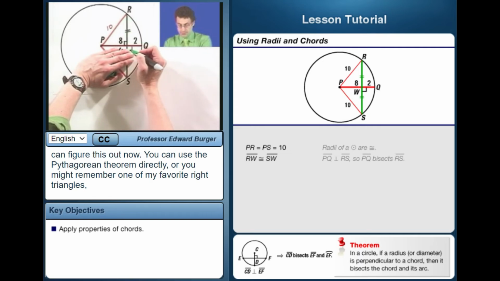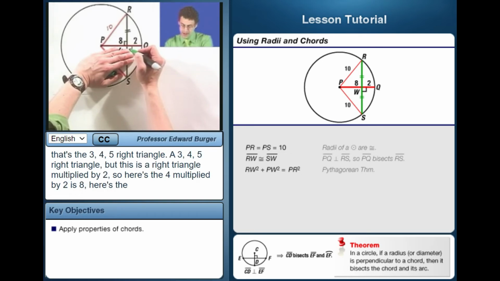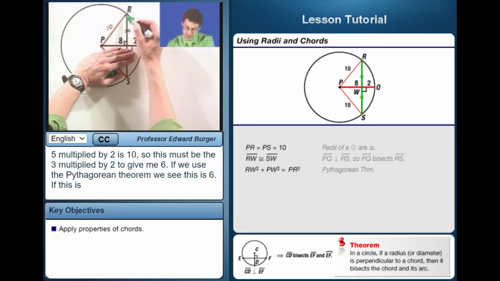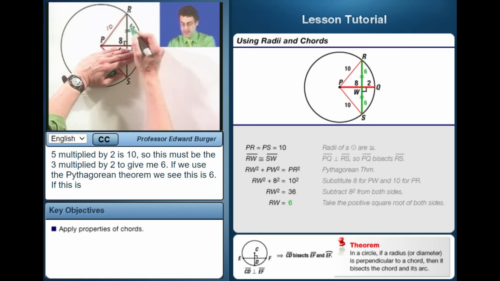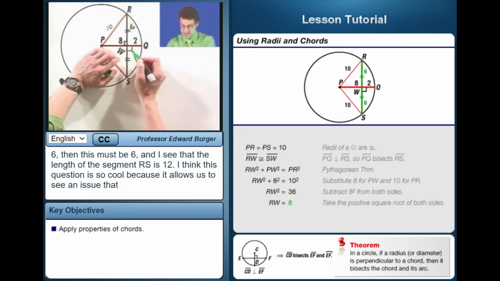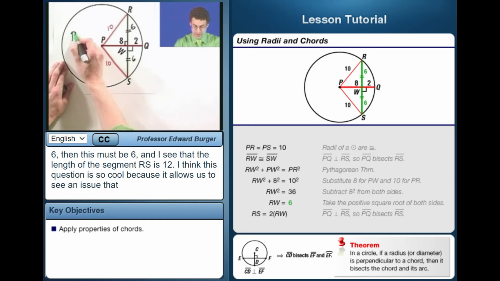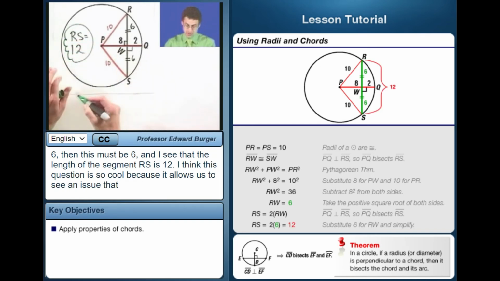Now, you can actually use the Pythagorean theorem directly, or you might remember one of my favorite right triangles. That's the 3, 4, 5 right triangle. But this is a 3, 4, 5 right triangle multiplied by 2. So here's the 4 multiplied by 2 is 8. Here's the 5 multiplied by 2 is 10. So this must be the 3 multiplied by 2 to give me 6. Using the Pythagorean theorem, we see this is 6. If this is 6, then this must be 6, and I see that the length of the segment RS, in fact, is 12.